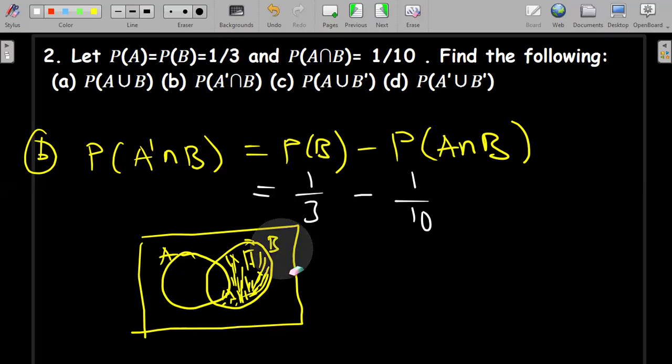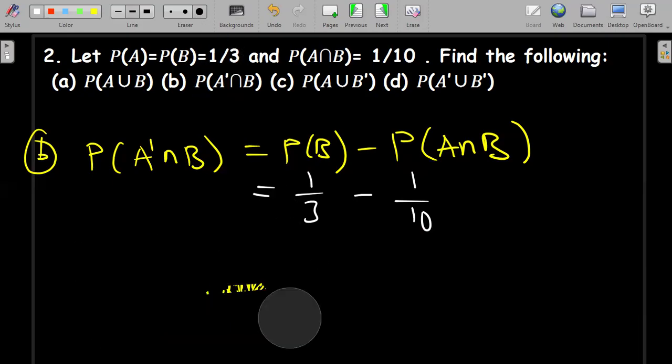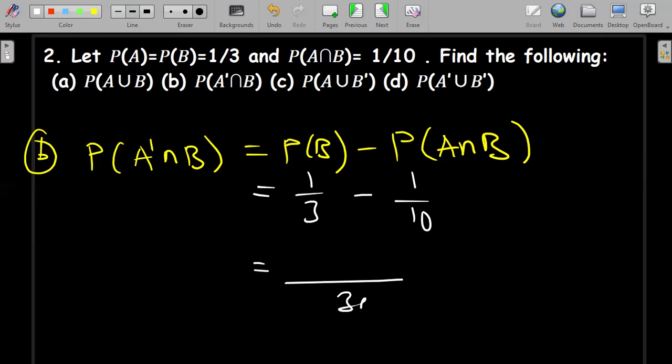So we can subtract those two. This is going to be 30, 10, 10, minus 3, 3. So this will be 7 over 30. This will be the probability. Any questions there before we go to C?